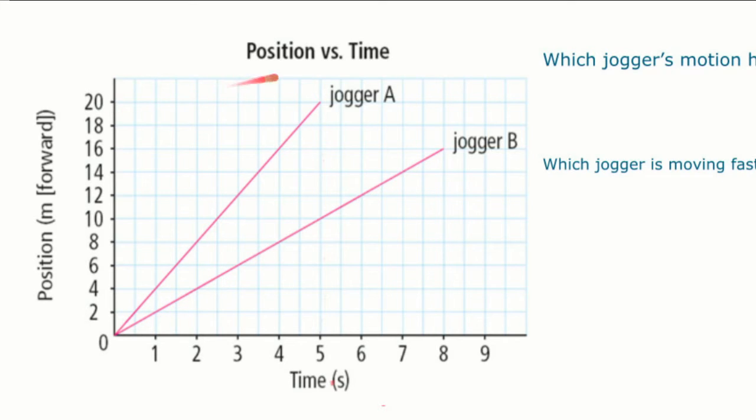So jogger A has a steeper slope. That means jogger A ran 20 meters in the same amount of time that jogger B took to run 10 meters. So at 5 seconds, jogger B is at 10 meters. At 5 seconds, jogger A is at 20 meters. So clearly jogger A is faster because jogger A is moving a greater position or greater distance in the same amount of time. Hopefully that makes a little bit of sense.